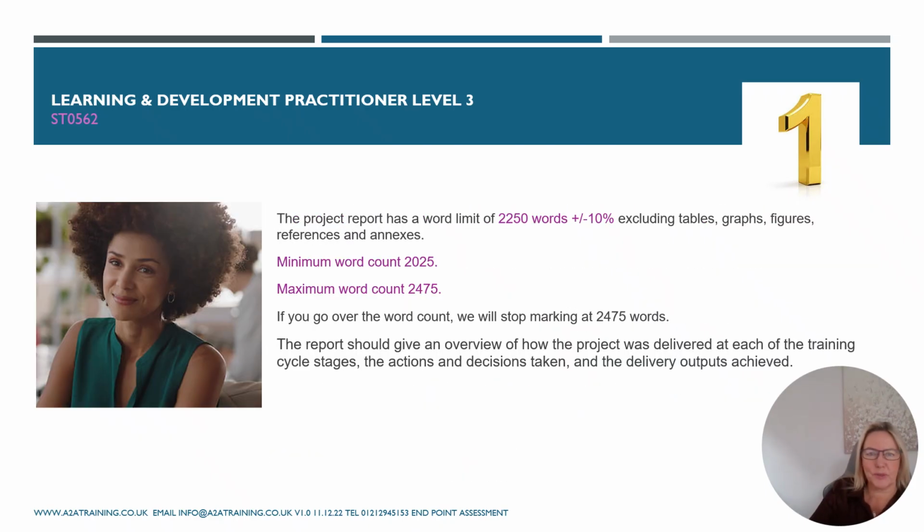So the word count for the project report is 2,250 words with a 10% tolerance. That excludes tables, graphs, figures, references and annexes. The minimum word count is 2,025 with a maximum of 2,475. If you do go over the word count, our assessors will stop marking at 2,475 words. The report should give an overview of how the project was delivered at each of the training cycle stages, the actions and decisions taken, and the delivery outputs achieved.